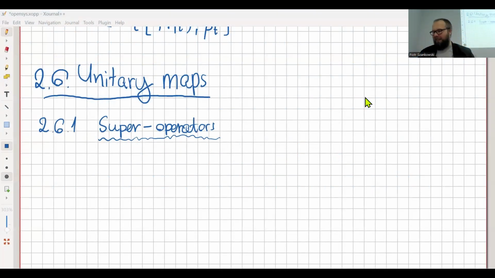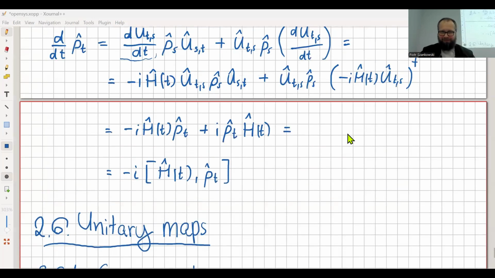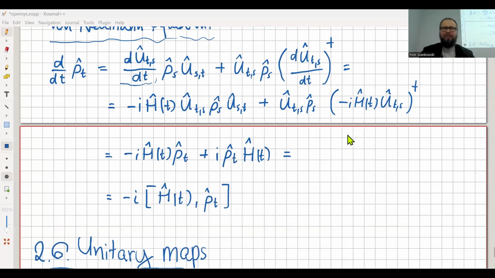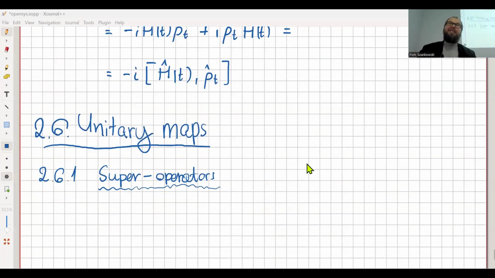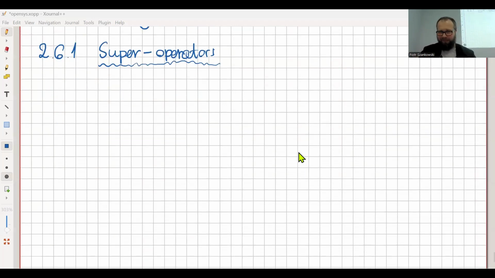All right, so let's carry on. So we have our von Neumann equation, but if you notice, there's an awkwardness here, because we have our density matrix and we have to sandwich it with two operators. Everything is doubled. It's not very convenient. So perhaps there is a better way to deal with density matrices, and there is. This better way is called superoperators. Okay, so what are superoperators?